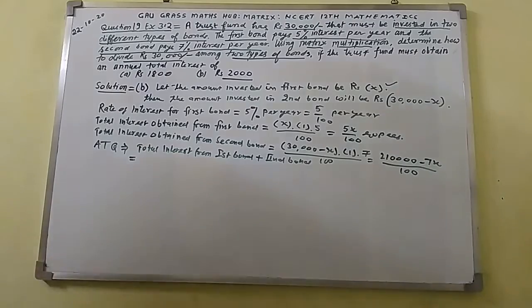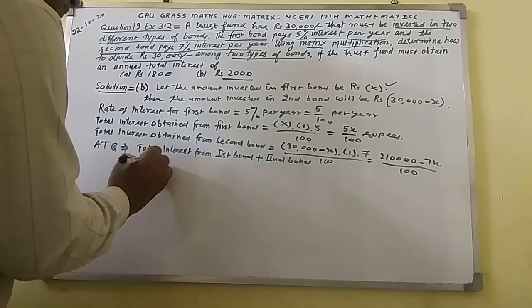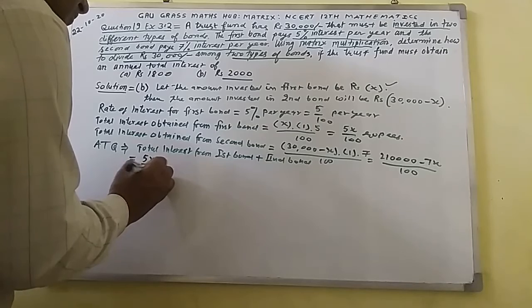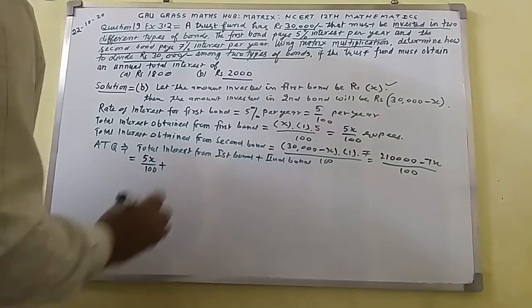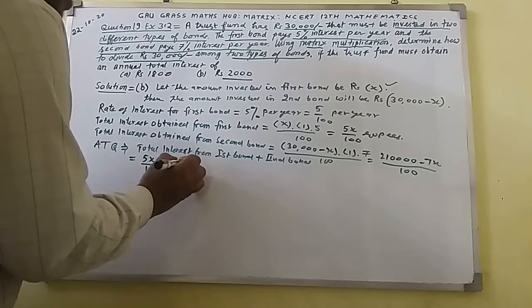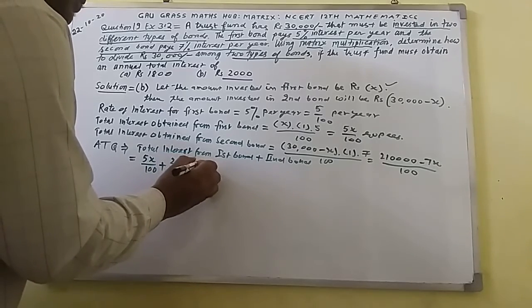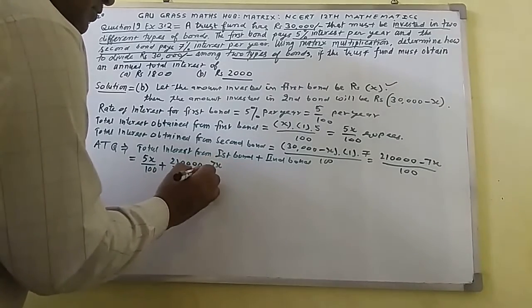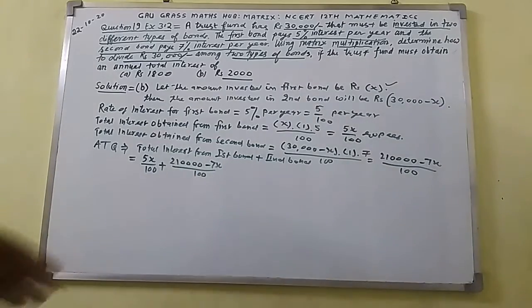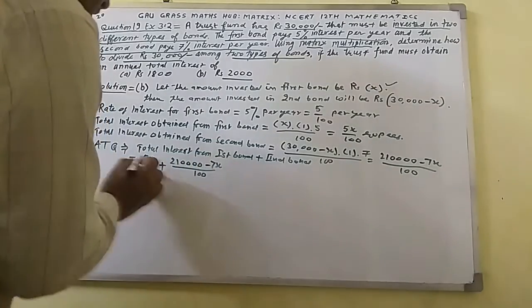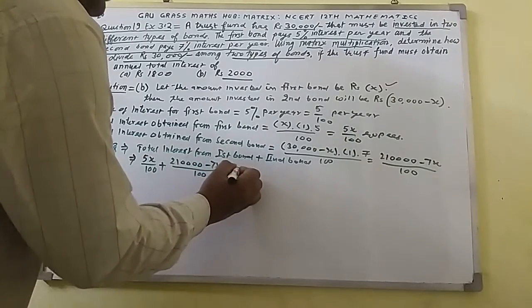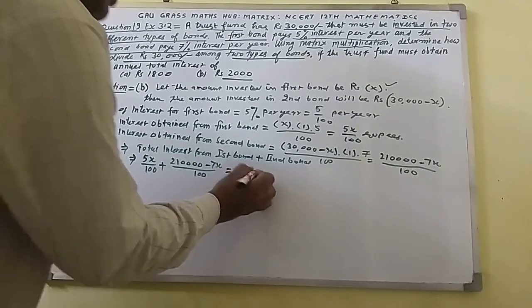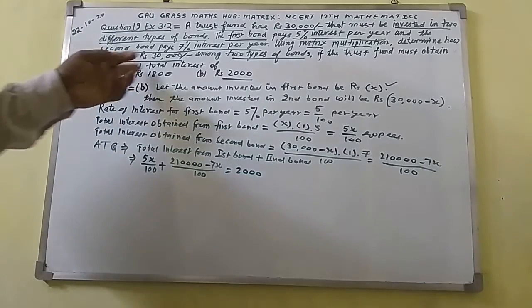Both interests will be added together. You will get 5x over 100 plus (2,10,000 minus 7x) over 100, and this will be equal to 2,000. Here you can see an annual total interest of rupees 2,000.